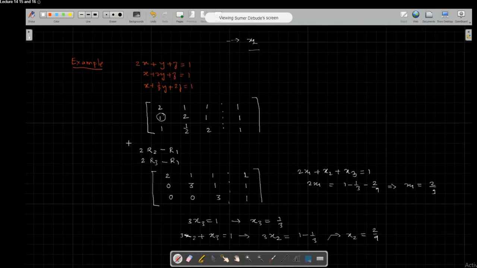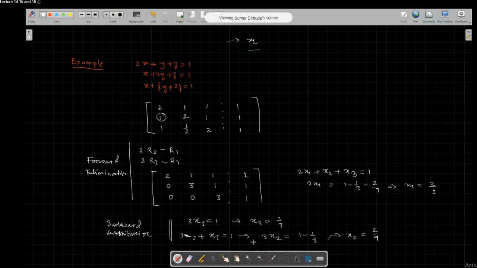This process is a forward elimination. And this process is a backward substitution.